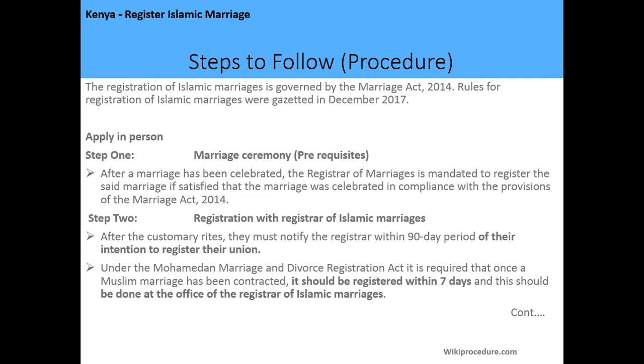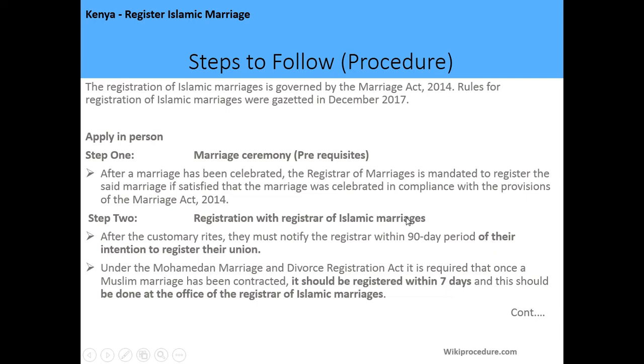So after the marriage ceremony, the second step, step two, is the registration with the Registrar of Islamic Marriages. After the customary rites, the couple must notify the registrar within a 90-day period of their intention to register the union. Under the Muhammadan Marriage and Registration Act, it is required that once a Muslim has contracted a marriage, it should be registered within 7 days, and this should be done at the office of the Registrar of Islamic Marriages.